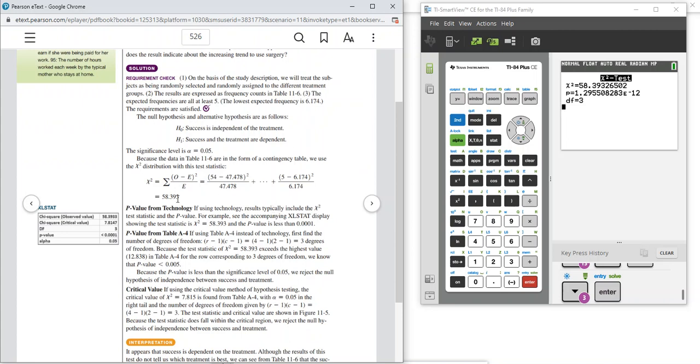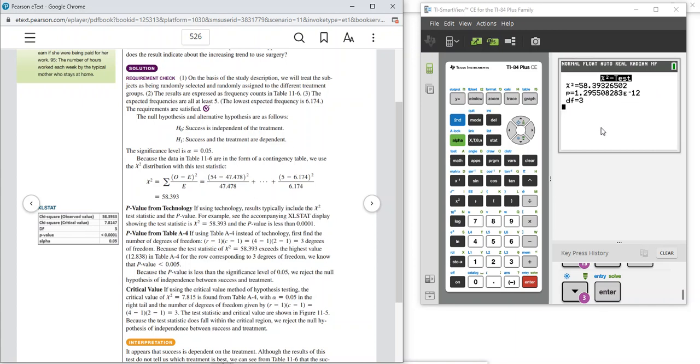And they got 58.393. We'd use the calculator, we got 58.393. So you're going to come up with the same either way. Now, they gave you the p-value too here: 1.29 e to the negative 12.